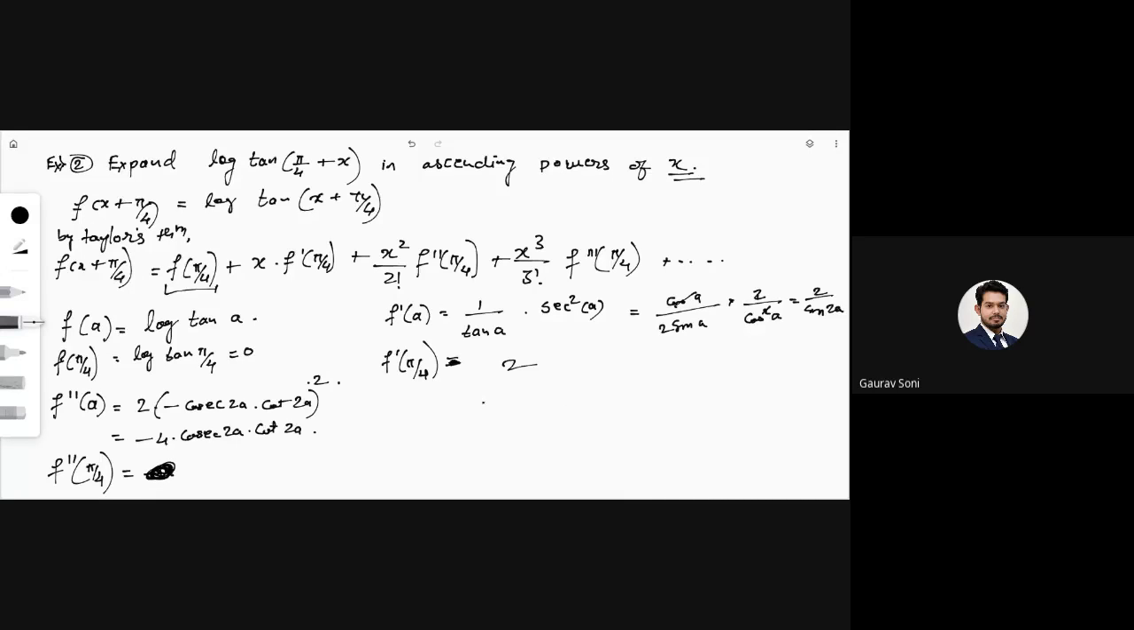f triple dash a, minus 4 outside, derivative of cosec 2a. So cosec 2a I will keep as it is.